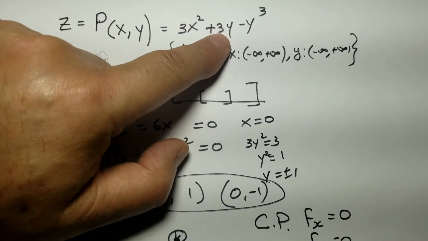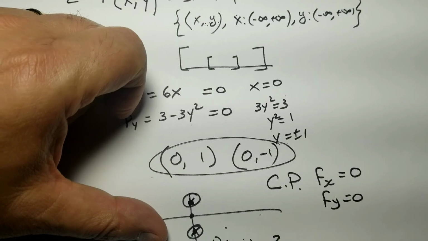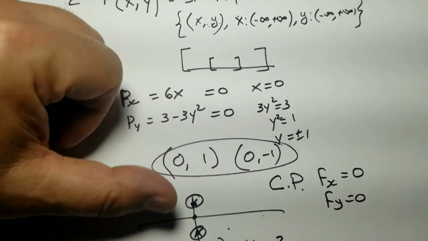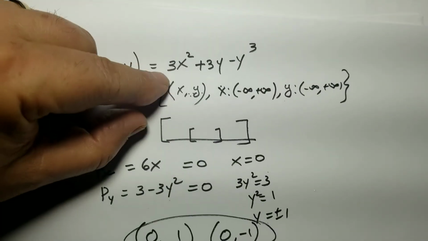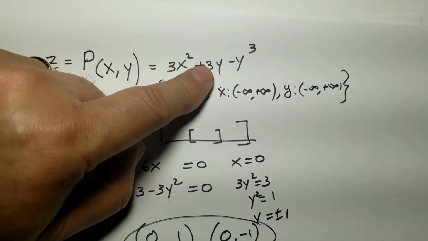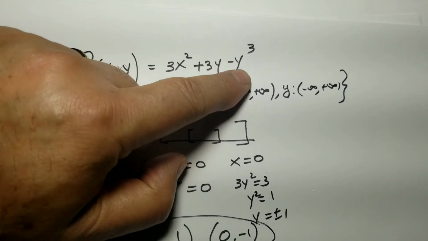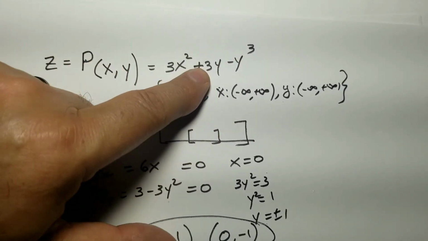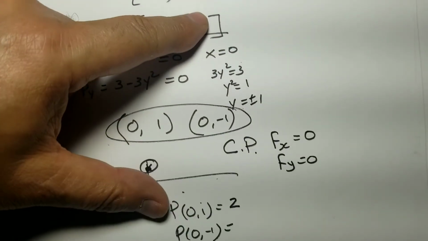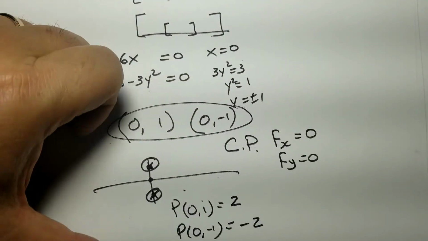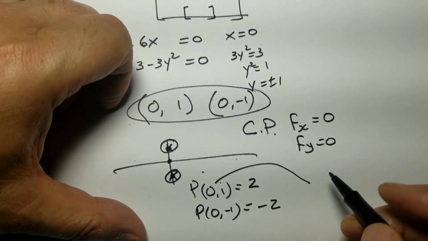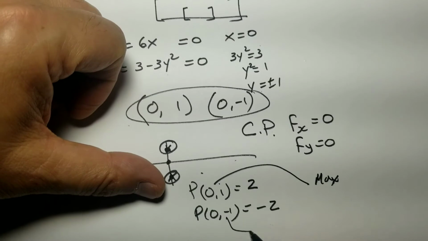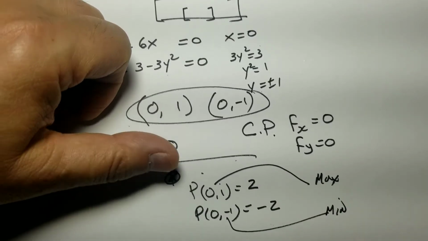And when it's 1, you get 3 minus 1 is 2. But when I put 0 and negative 1, I get 0, negative 3, because 3 times negative 1, and negative 1 cubed is negative 1. Negative times negative is a positive. Negative 3 plus 1 is negative 2. Therefore, at that point, your z is the max. And at this one, it is the min.